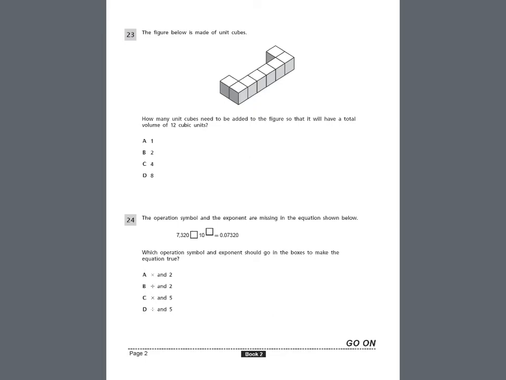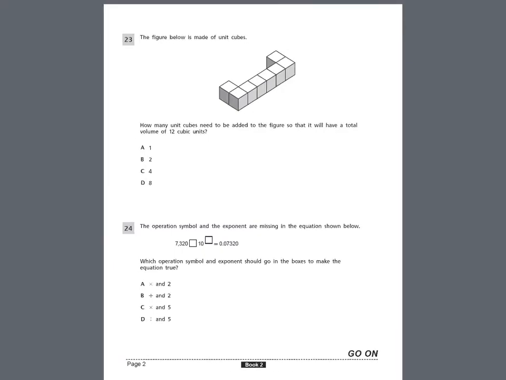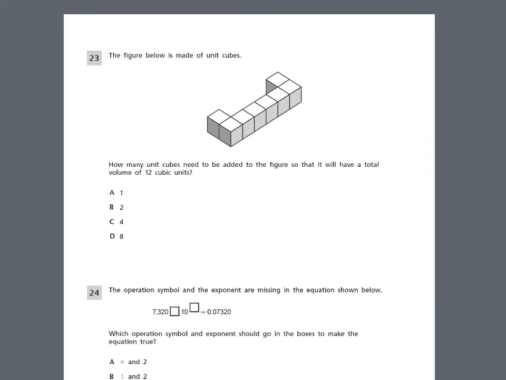This is book number 2, numbers 23 through 45. For number 23, it says the figure below is made of unit cubes. How many unit cubes need to be added to the figure so that it will have a total volume of 12 cubic units? Well, we have 1, 2, 3, 4, 5, 6, 7, 8. We have 8 now. For you to get 12, you need 4, because 8 plus 4 gives us 12. So the answer would be letter C, 4.